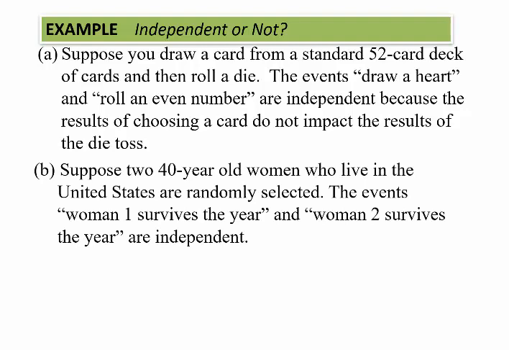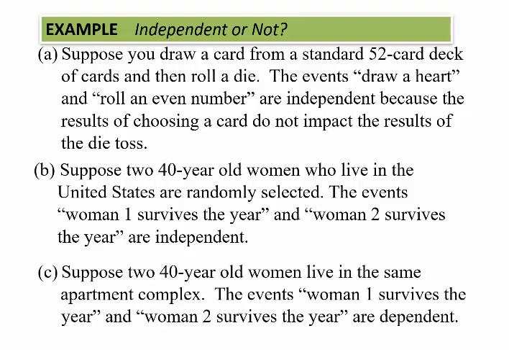Next, suppose two 40-year-old women who live in the United States are randomly selected. The events are woman 1 survives a year and woman 2 survives a year. Because you're pulling people at random from a really, really large population, the probability that the first woman survives is not going to affect the probability that the second woman survives. So they're independent. When you sample from a really large population, it doesn't matter.